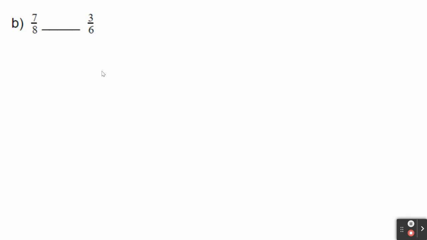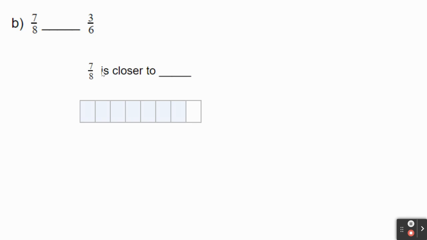Let's try another one. Here we have 7/8 and 3/6. First, let's figure out which benchmark fraction 7/8 is closer to. We'll draw a visual model where we have 8 equal parts and 7 of them shaded. We can see this is very close to 1. So the benchmark fraction that it is closest to is 1.